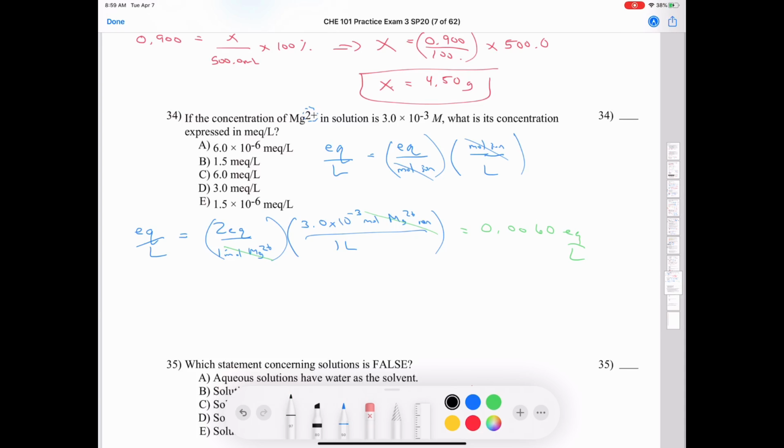Now I'm going to convert that into milliequivalents. So if I have my 0.0060 equivalents per liter, and I know that in 1 equivalent I have 1,000 milliequivalents, that's going to cancel, and I'm going to end up with 6.0 milliequivalents per liter, which is C.